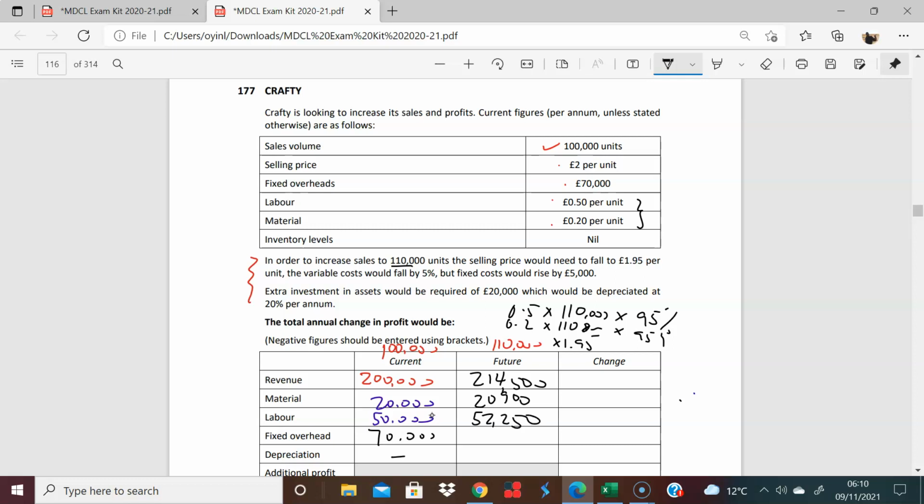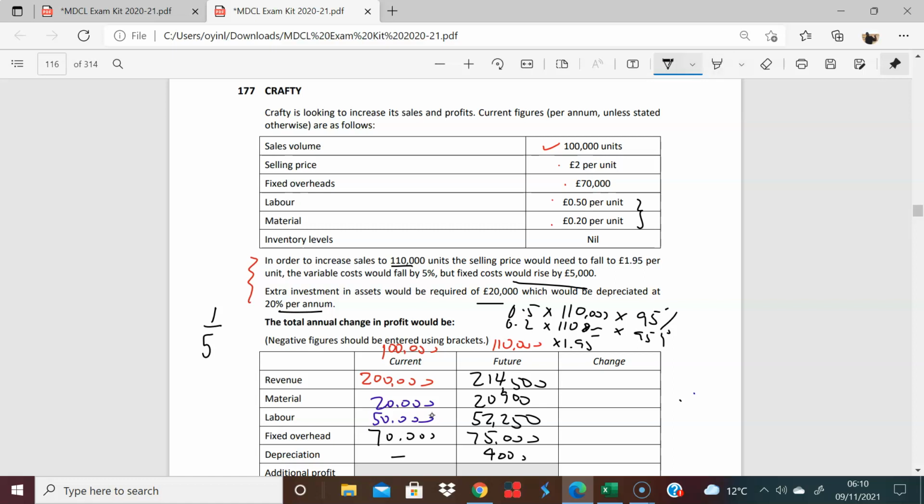And it says fixed overhead cost would rise by 5,000, so that will go up to 75,000. And as a result of this additional investment of 20,000, which is depreciated at 20%, which is a fifth, isn't it? 20,000 divided by 5 is 4,000. So you have an additional depreciation cost of 4,000.